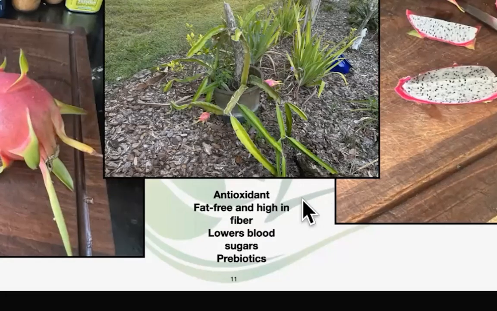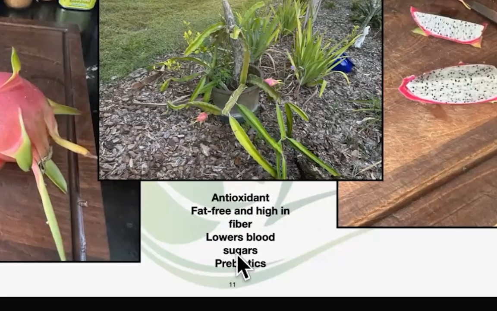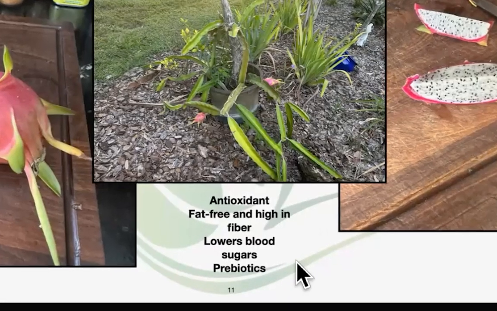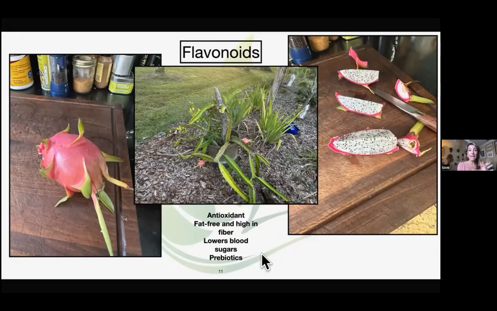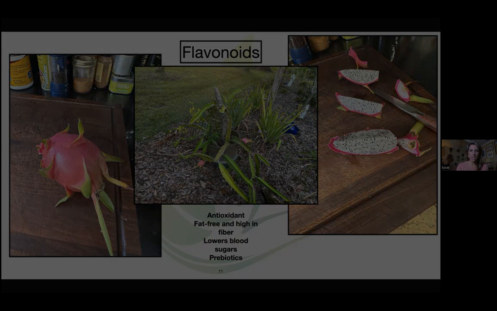But they're antioxidants, they're fat-free, high in fiber, they lower your sugars, and they have probiotics. Do you guys remember what probiotics are? Probiotics feed the gut biome so that our gut biome can produce those short-chain fatty acids, those postbiotics that decrease inflammation in our bodies.